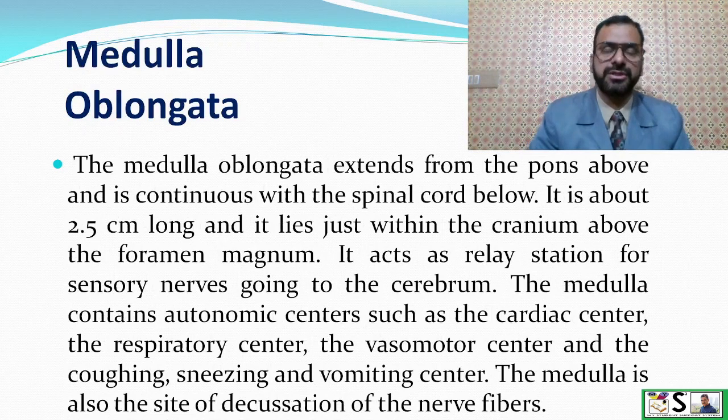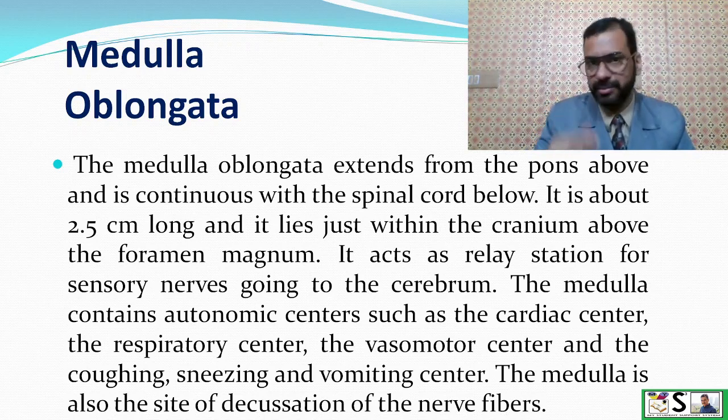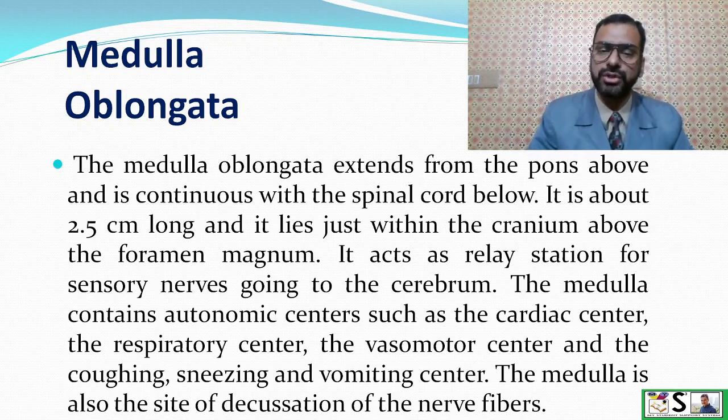Medulla oblongata. The medulla oblongata extends from the pons above and continues with the spinal cord below. It is about 2.5 centimeters long and lies just within the cranium above the foramen magnum. It acts as a relay station for sensory nerves going towards the cerebrum. The medulla contains autonomic nerve centers such as the cardiac center, respiratory center, vasomotor center, and the coughing, sneezing, and vomiting center. The medulla is also the site of decussation of nerve fibers.